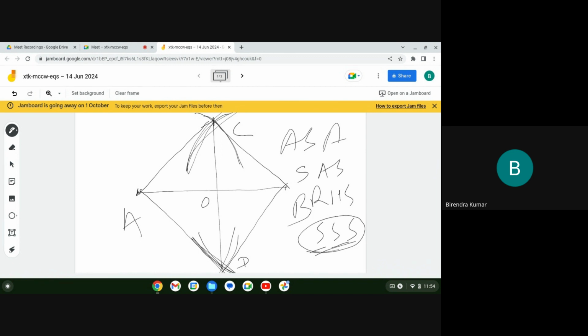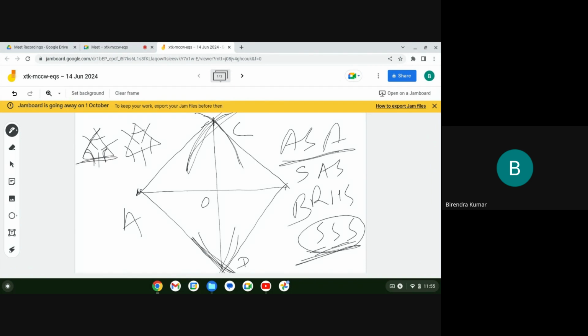side A of triangle A matching side A of triangle B, if this side matches this side, this side matches this side, and this side matches this, these two triangles are congruent, meaning they are exactly the same. This angle and this angle will match, this angle and this angle will match, and this angle and this angle will also match. That's what congruent says, right? This is theorem SSS.